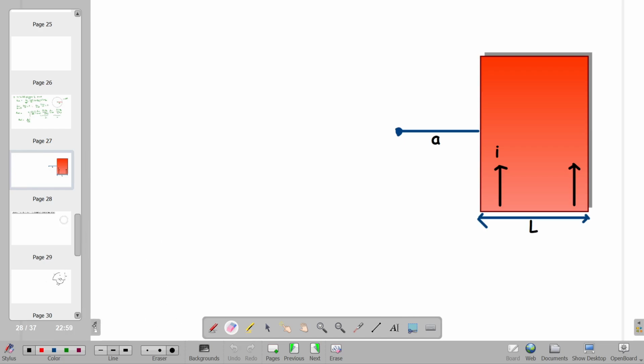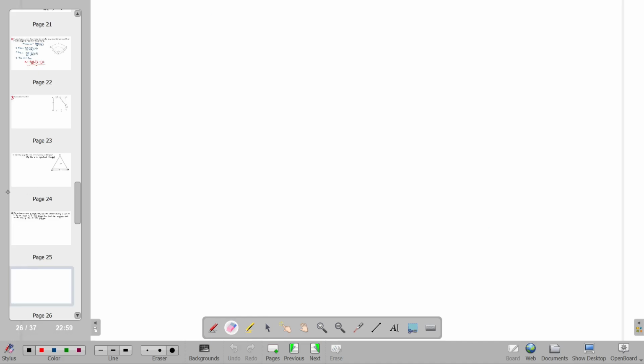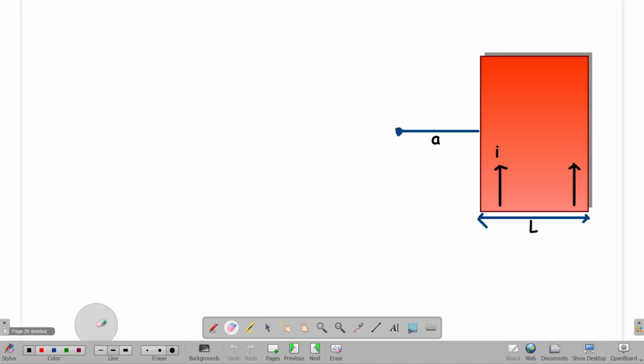Now, the fourth one. I'll share you all the PDFs. Don't take tension. I'm just making you understand the question. This one we will also do. Fourth one is, there is a square, there is a rectangular loop.